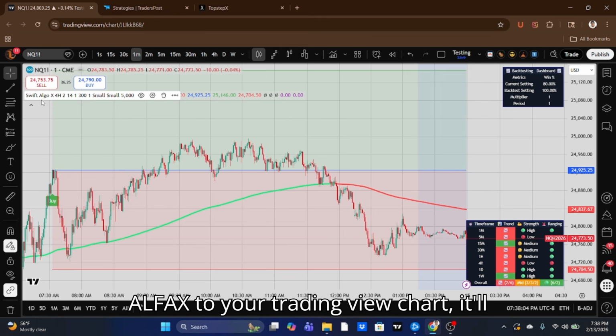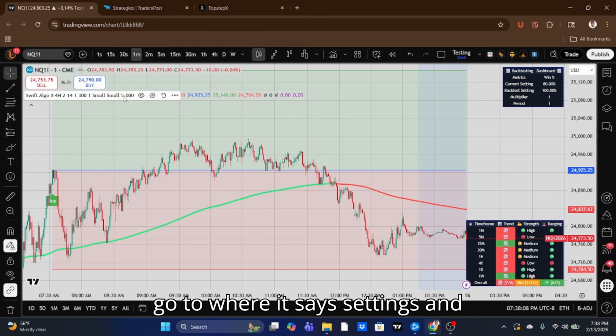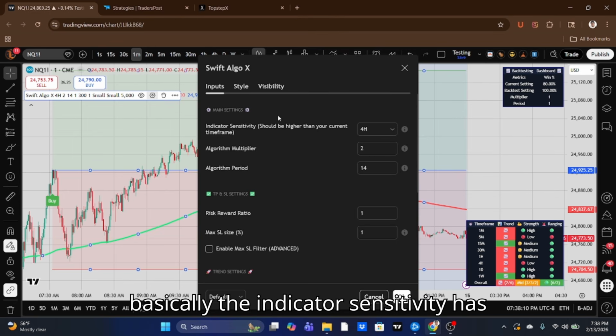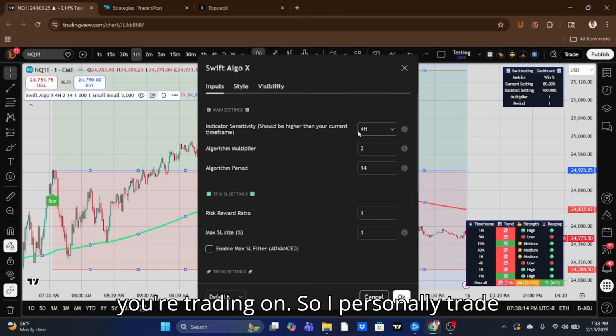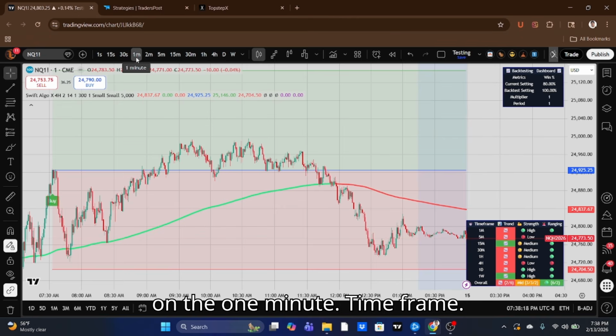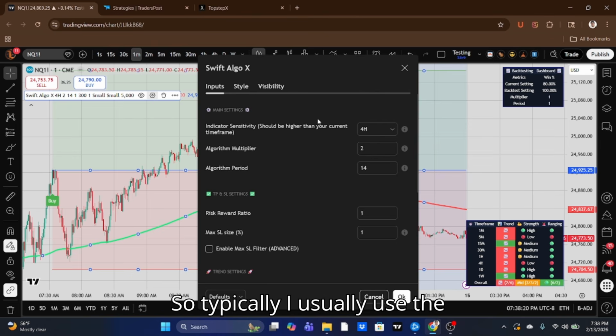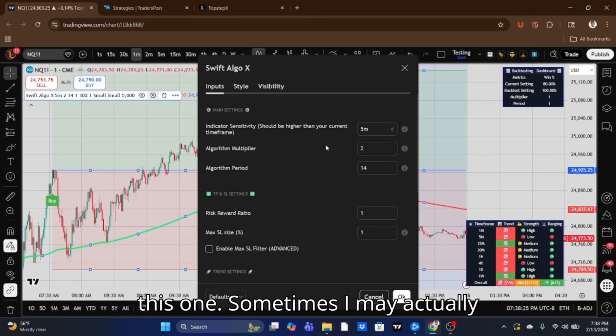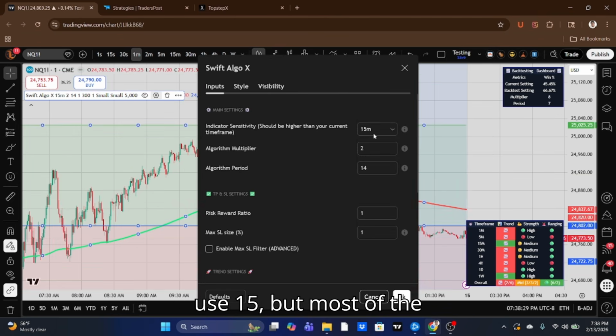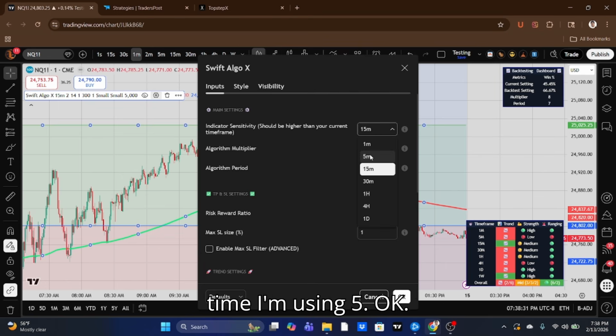Once you add Swift Algo X to your TradingView chart, you'll go to where it says settings. Basically, the indicator sensitivity has to be higher than the time frame you're trading on. I personally trade on the 1 minute time frame, so typically I usually use the 5 minute indicator sensitivity. Sometimes I may actually use 15, but most of the time I'm using 5.